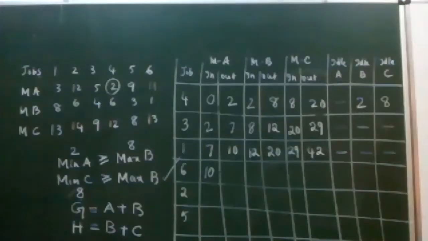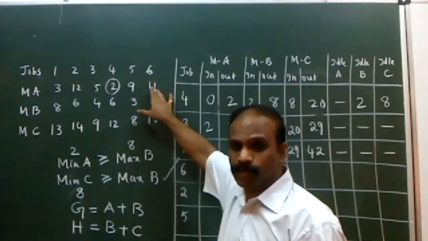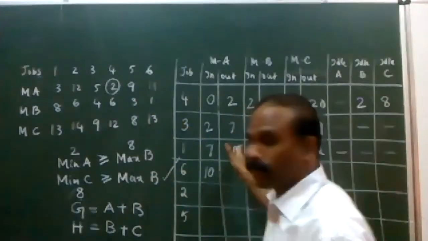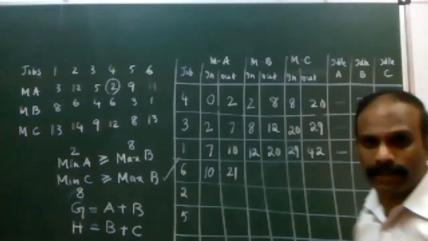Starts at 11. Why? It is processing time. It is not the starting time. It is processing time. Don't get confused. Your starting time when it completes: 21, sir. 10 plus 11 becomes 21.